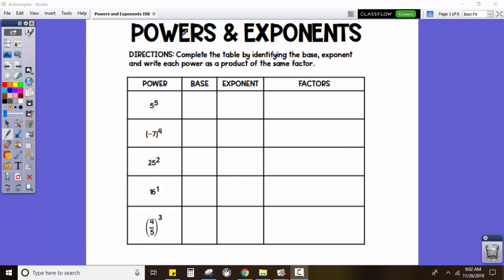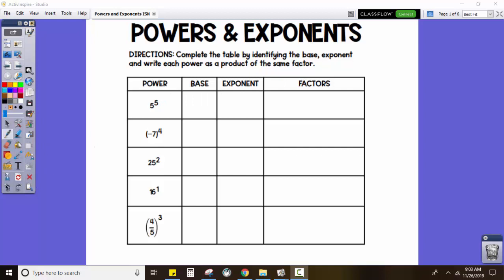Okay, so we're going to look at powers and exponents here, getting used to some vocabulary and looking at how a power is created to find a value. The directions say to complete the table by identifying the base, the exponent, and write each power as a product of the same factor. So that's a lot of vocabulary here. Here we have, these are called powers, then we'll identify the base, the exponent, and the factors.